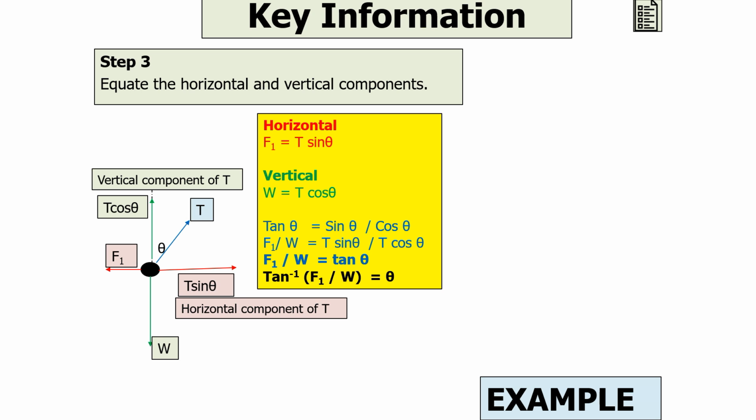So if we then use that to work out our value of theta, we know that sine divided by cosine is equal to tan. So tan theta equals sine theta over cos theta. So F1 over W is equal to T sine theta over T cos theta. The T's will cancel through and sine over cos becomes tan. So F1 over W equals tan theta. So arctan of F1 over W is equal to theta. And there we've answered our question.